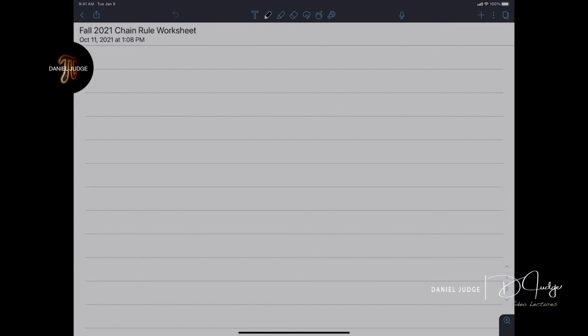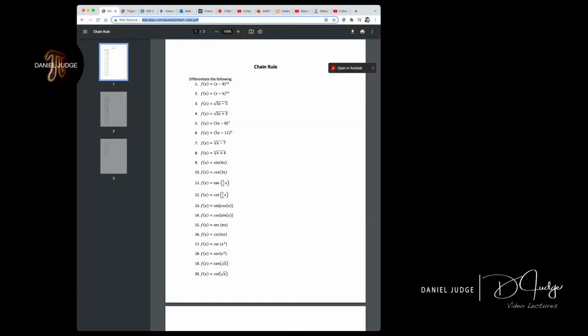So we're going to go over some of these examples. We're going to do some of the odds so that you guys can verify that you're doing them correct. Okay, so number one, y equals x minus 8 to the 12th power. So here's the worksheet. This is the stuff that we were working with today.